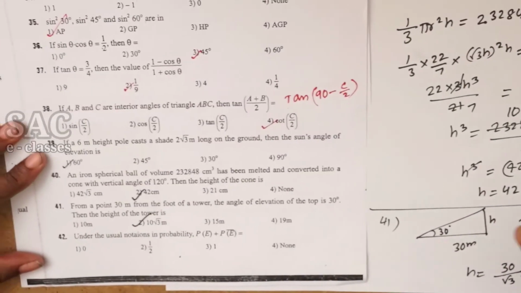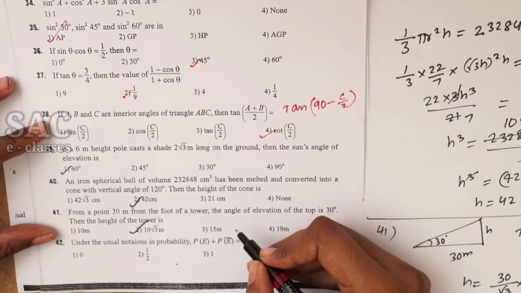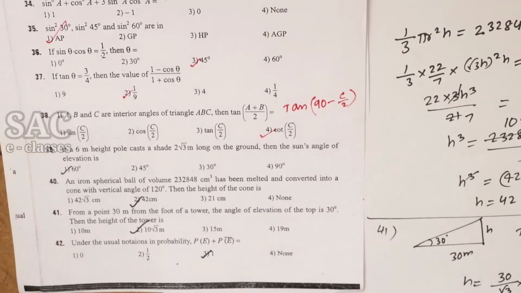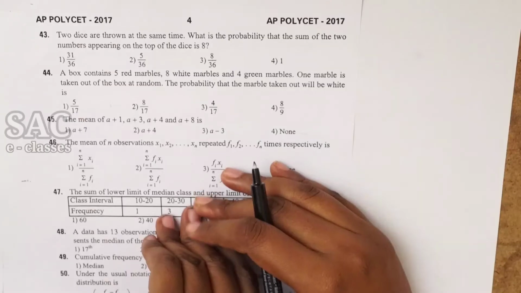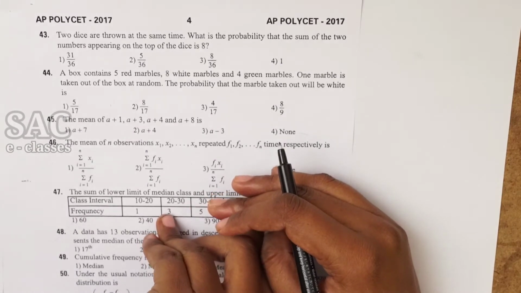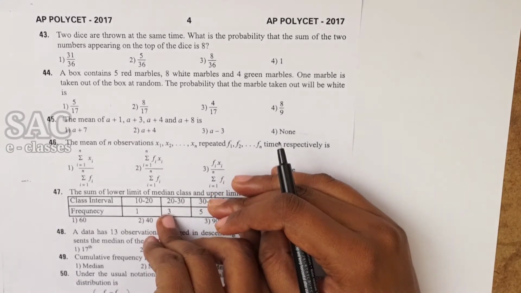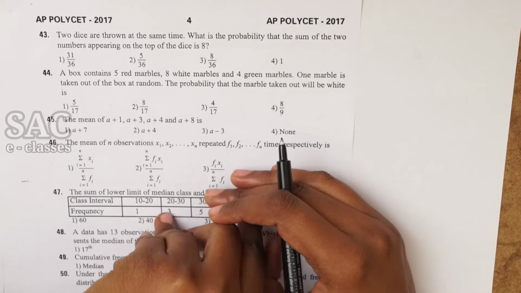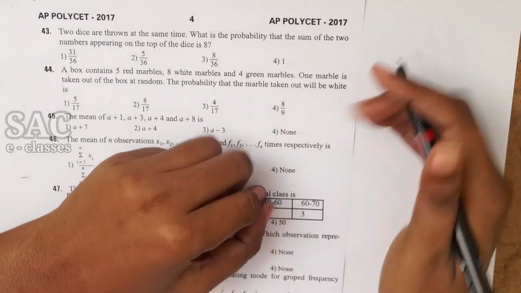Under usual notation in probability, P of E plus P of not E is always 1. Let's move to the next problem. Look at the 43rd one. Two dice are thrown at the same time. What is the probability that the sum of the two numbers appearing on the top of the dice is 8?